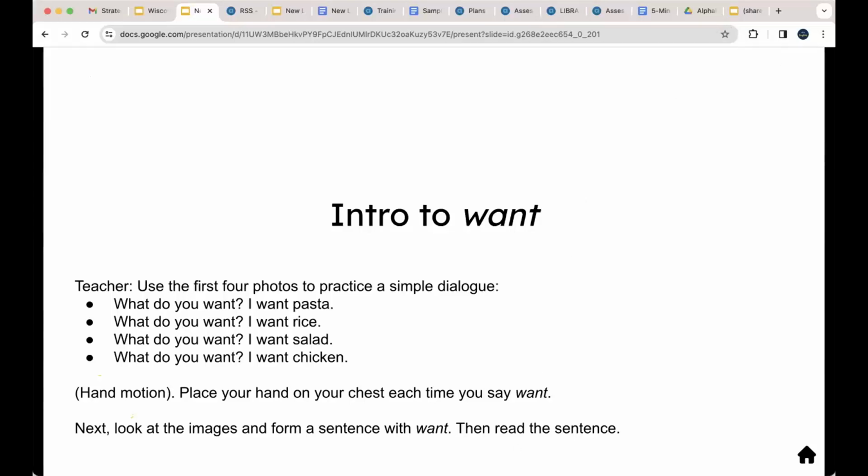Let's see. Now I've hid the controls. So how do I get back to that? I should know how to do this by now. Okay, well, I don't want to lose time on that.